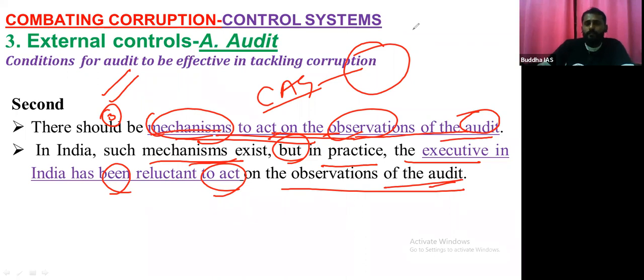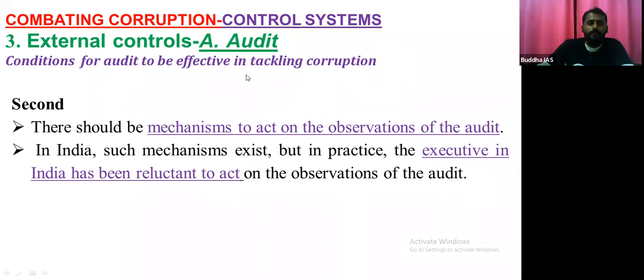Okay, we'll discuss that. Public Accounts Committee, right?